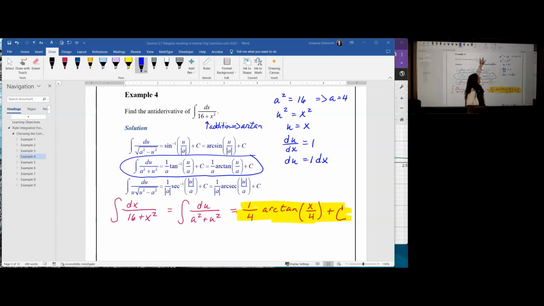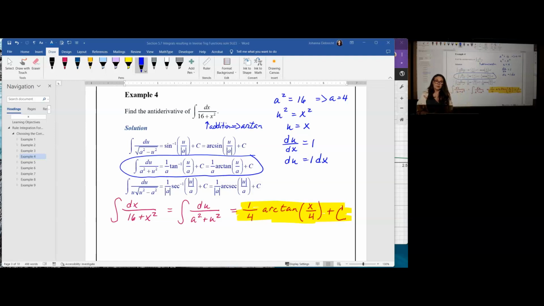Taking the derivative with respect to the original differential gives me 1, then I have used the notation by swinging the dx around. That makes dx equal to du. When I substitute, I replace the dx with du, the 16 with a squared, and the x squared with u squared. This gives me exactly the formula for arctangent. The formula tells me to take 1 and divide by a, so I get 1/4 the arctangent of u divided by a, which gives me x divided by 4 as the argument to arctangent. And I add the constant of integration.